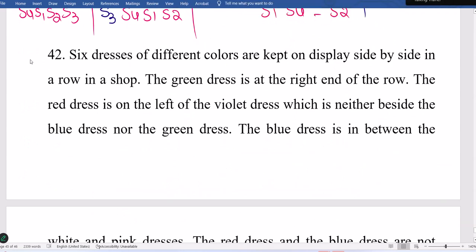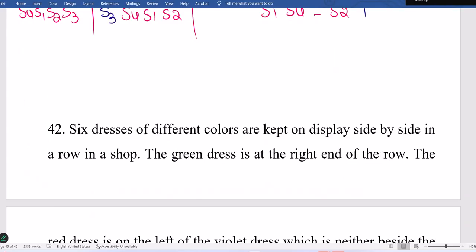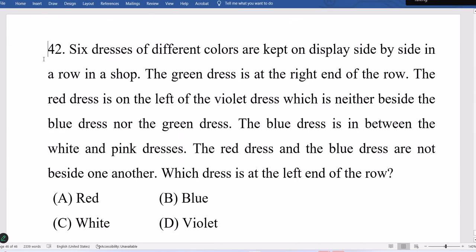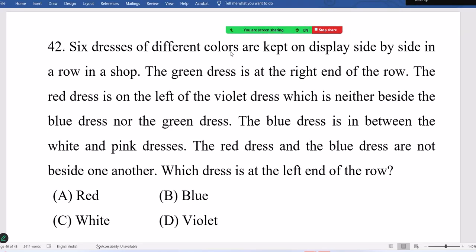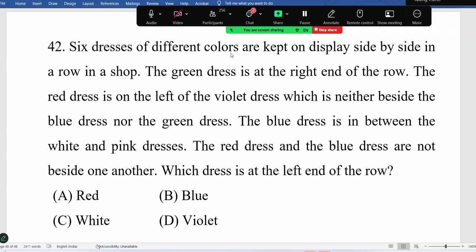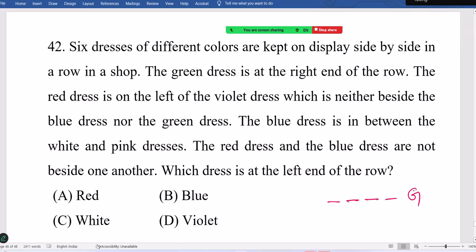Now see about this 42. Once we look into this question, 6 dresses of different colors are kept on display side by side in a row in a shop. Find the green dress is at the right end of the row, the red dress is on the left of the violet dress, which is neither beside the blue nor the green. So 6 dresses are there. Green is at the right end. Now left end we need to be clear.